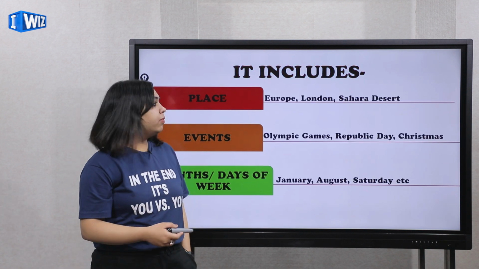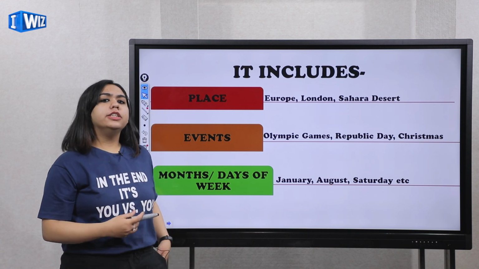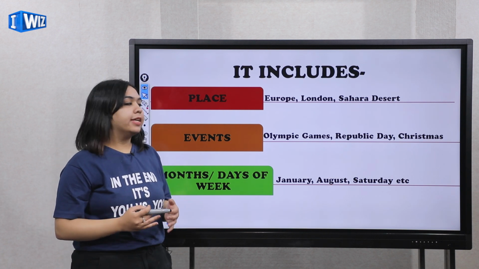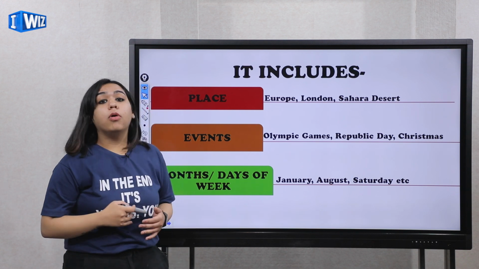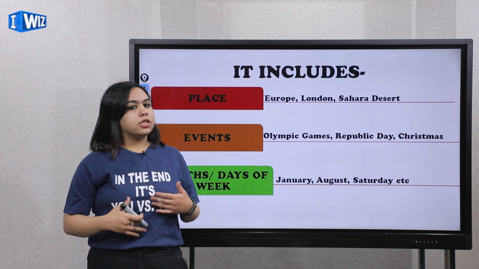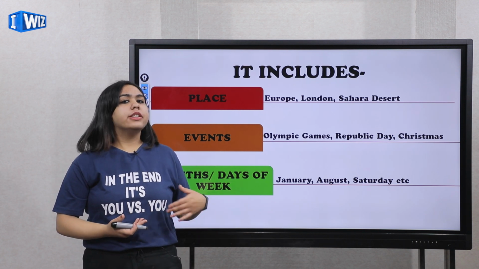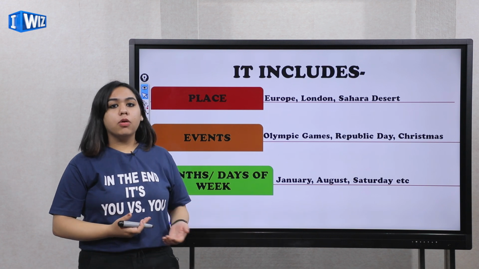Now, places: Europe, London, Sahara Desert, India. These are particular places. Now let's talk about events. If I say that I have to attend an event, this is something that I told you, but event here would be a common noun. We'll discuss it in our next slide. What is a common noun?